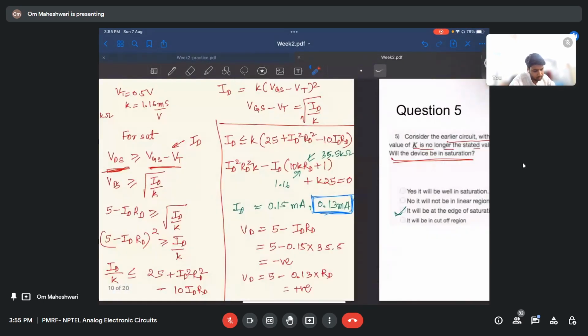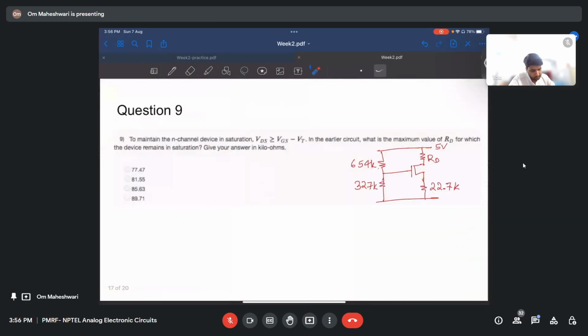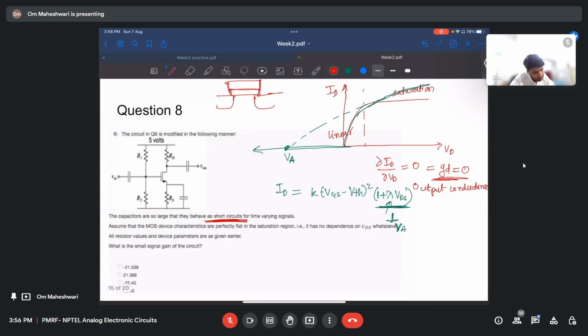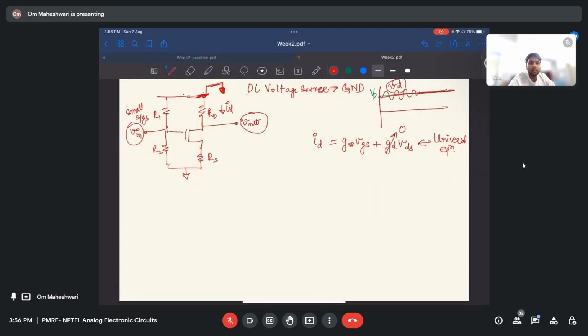Okay, let's go back. Since we have already found out, GD is 0. Sir, I have a doubt. Yes. RS gets short circuited, sir, because of this capacitance. RS short circuited? See, we have a capacitor across the resistance RS in the small signal equivalent, right? Yes, you're right. Okay, sir. RS will get short circuited.